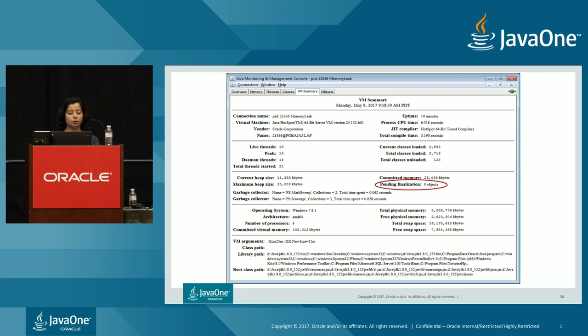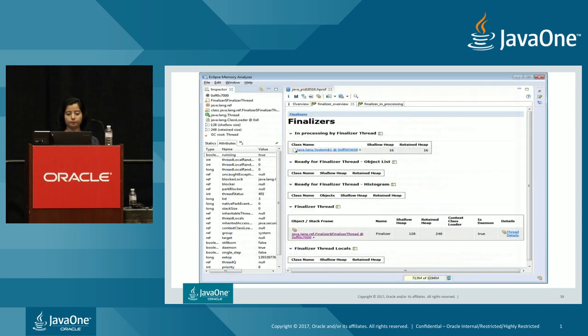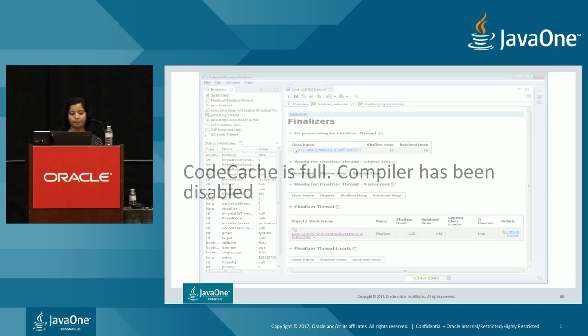So here in JConsole, we can see that the pending finalization objects count is zero. But if this count is high, this means that the objects which are pending finalization are wasting our Java heap memory. And if those objects are holding something in native memory, if they have allocated buffers in native memory, then those resources are also being held on because of the objects pending finalization. We can see information about finalizers in Eclipse MAT as well by analyzing heap dumps.